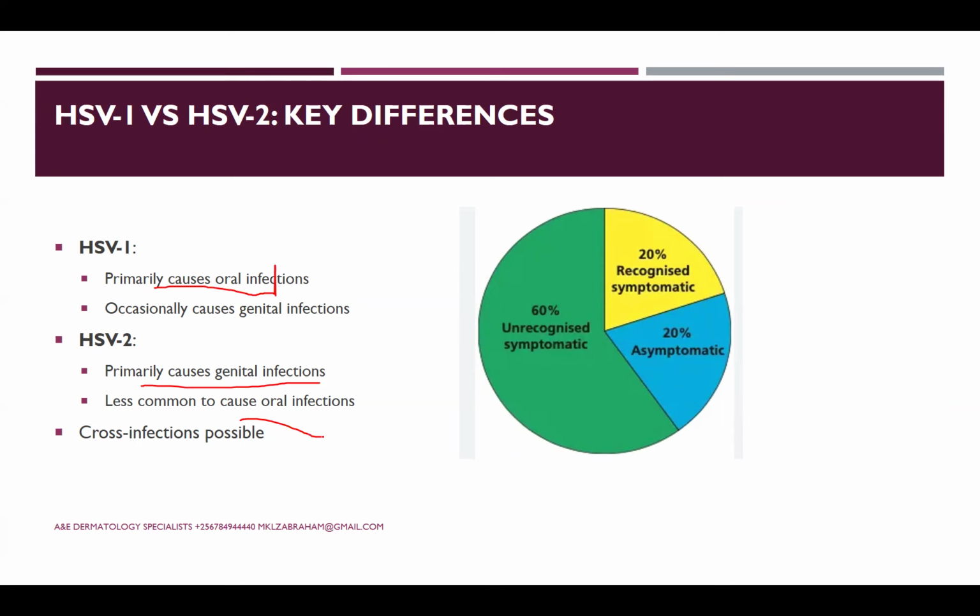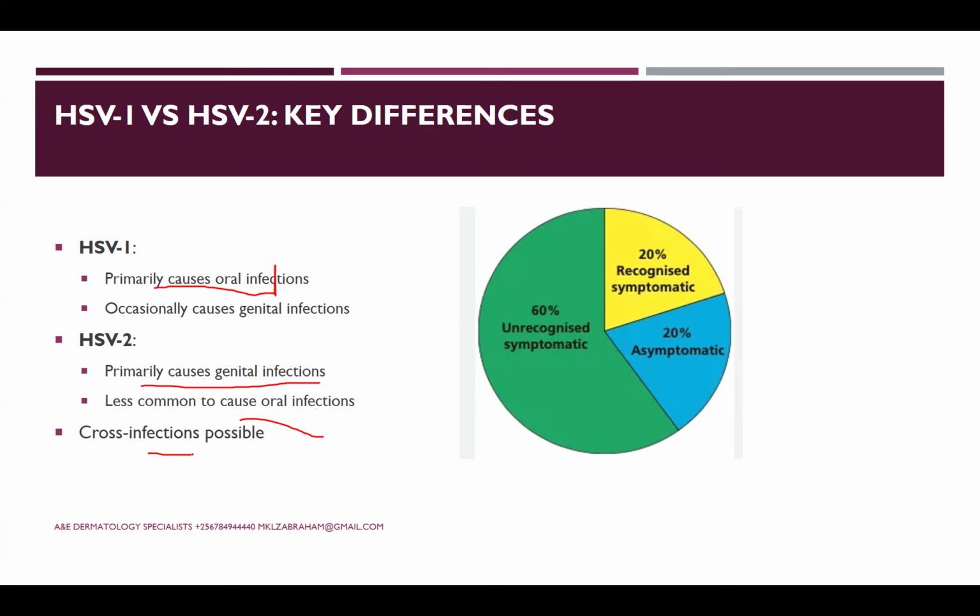But now these two can cause either, because of what I've mentioned earlier, changes in sexual practices where people are doing cunnilingus and the rest. So you can actually transfer your HSV-1 to the genitalia and actually pick up HSV-2 from the genitalia. And even cross infections are possible. So you can have HSV-1 and HSV-2 in the same individual.